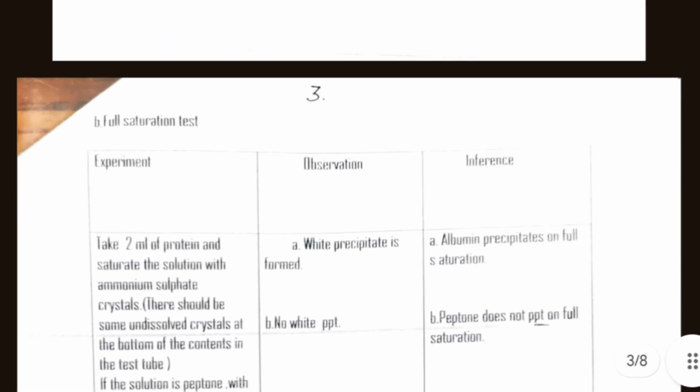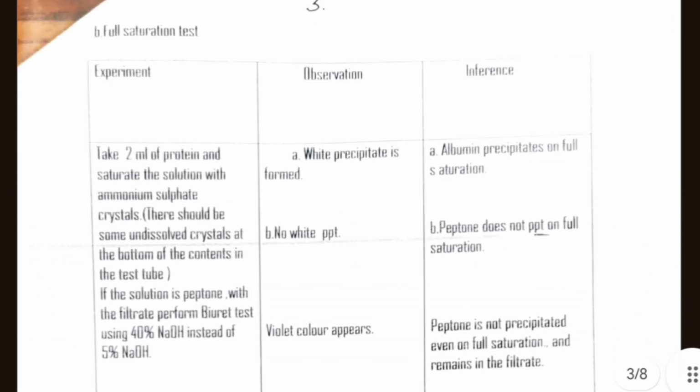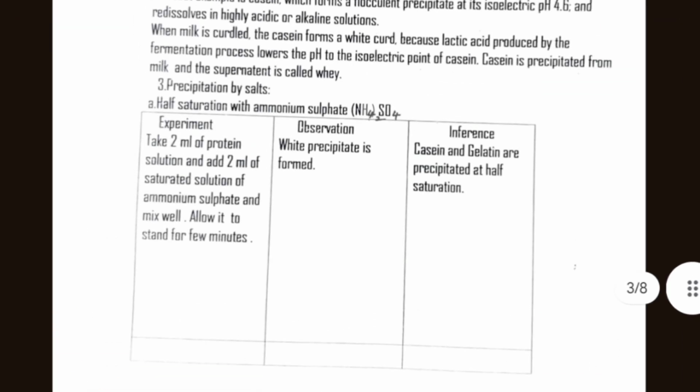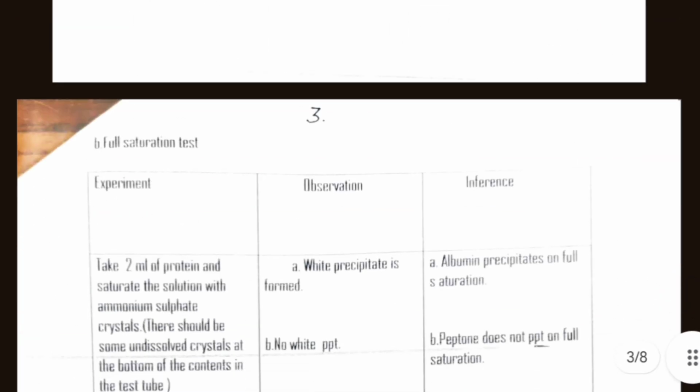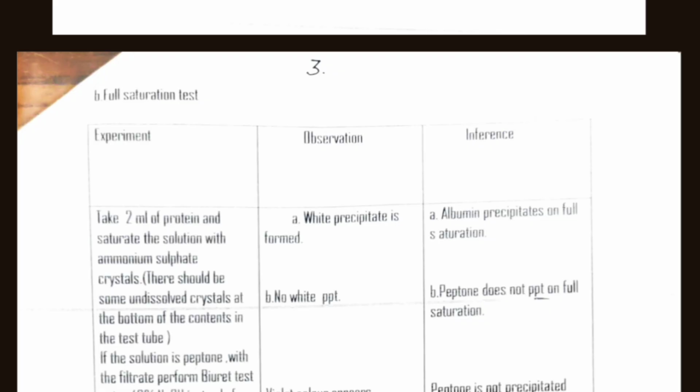For albumin, you will have to do the full saturation test. In the full saturation test, you will take 2 ml of protein and saturate the solution with ammonium sulfate crystals. Here you will use crystals. In the half saturation test you use a saturated solution. So here crystals you'll be adding.